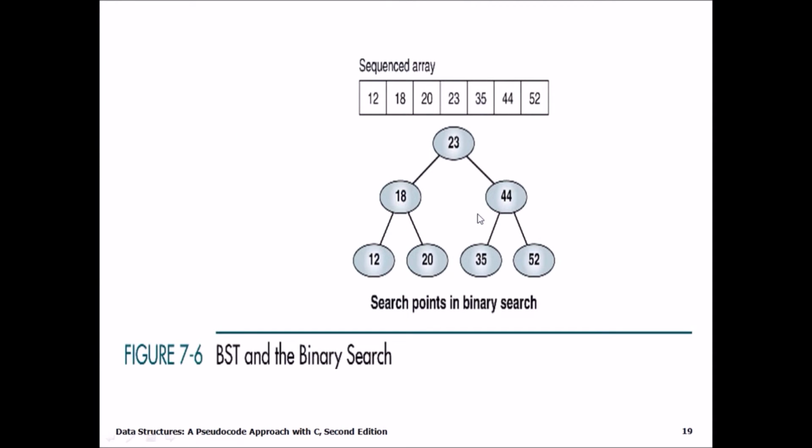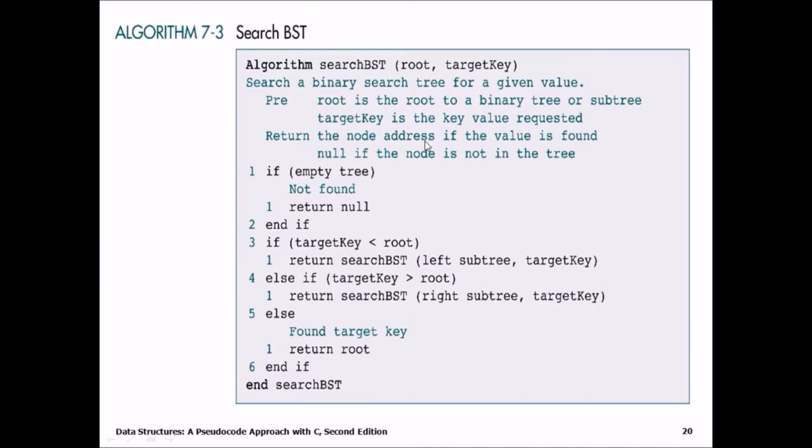And let us go to BST and binary search. Now we have certain numbers: 12, 18, 20, 23, then 35, 44, 52. These search points are in a binary search tree. We make it a binary search tree, and then let us see what we have to do.